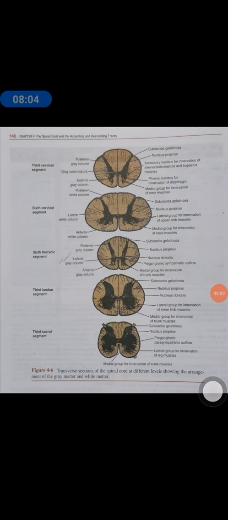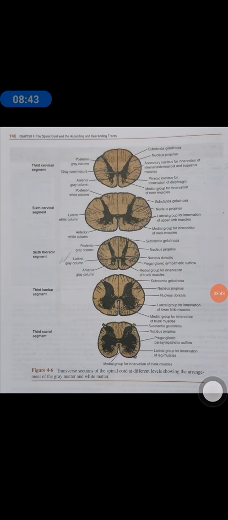So the neurons of the anterior horn are divided into three groups: medial, central and lateral. The medial group innervates the skeletal muscles of the neck and trunk. The central group creates two nuclei: the phrenic nucleus, which supplies the diaphragm, and the accessory nucleus, which supplies the sternocleidomastoid and trapezius muscles. And the lateral group innervates the muscles of the limb.